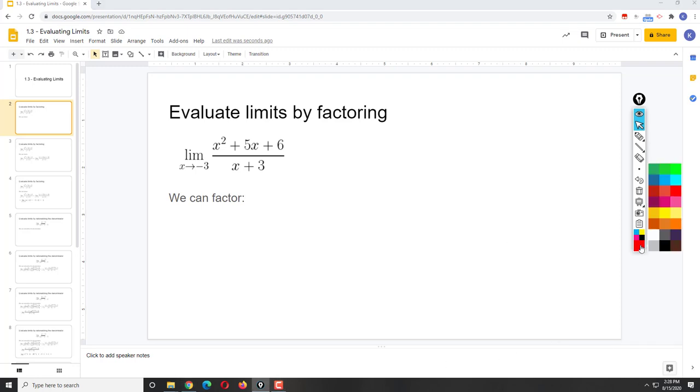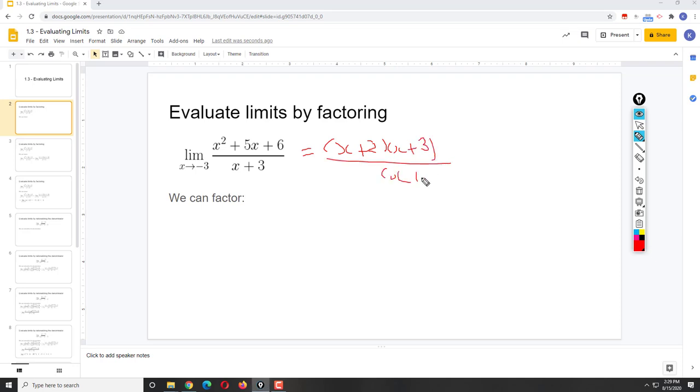But we can factor this. We know that x squared plus 5x plus 6 is just x plus 2, x plus 3. And we can just cancel out the x plus 3 on top and bottom.